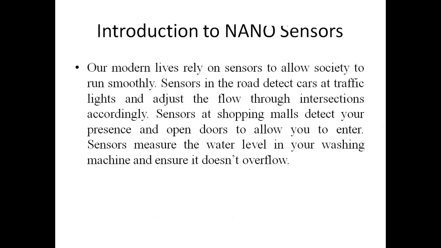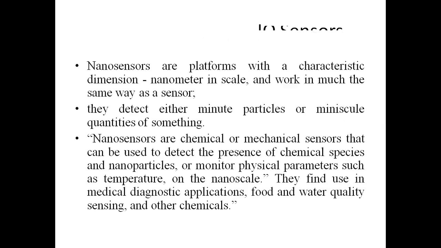When talking about nano sensors, sensors on the road detect cars at traffic lights and adjust the flow through intersections. Sensors at shopping malls detect your presence and open doors to allow you to enter. Sensors measure the water level in the washing machine and ensure it does not overflow. Nano sensors are platforms with characteristic dimensions on the nanometer scale, and work in much the same way as sensors. They detect either minute particles or minuscule quantities of something.